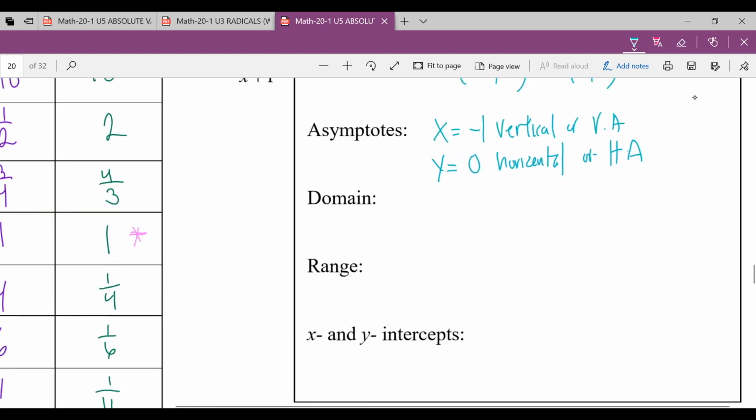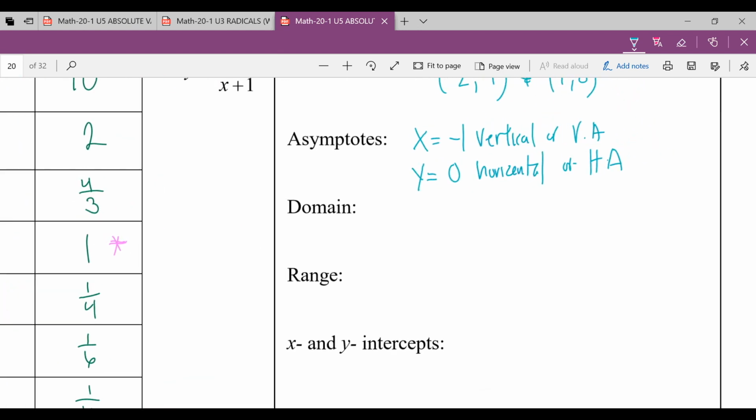Domain, what's the domain going to look like? Domain is the values of x, so how far left and right. So the domain is going to be the values of x, such that x are members of the real numbers. And the only value that x cannot be is -1, and that comes from your asymptote. And your range, which are the values of y, such that, well, y is a member of the reals, and y can never equal 0.